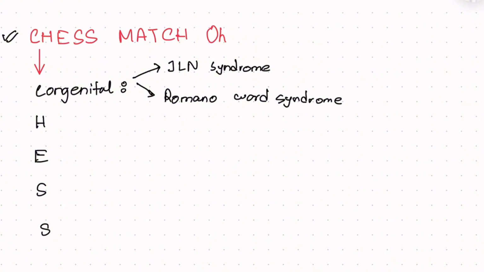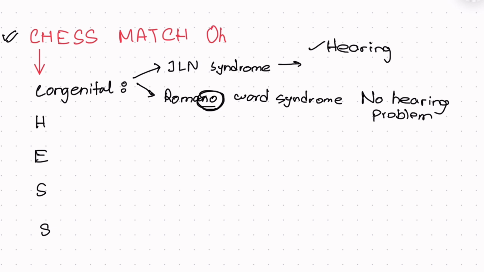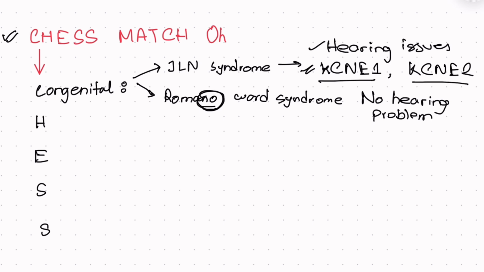And the easy way to differentiate between these two conditions is to remember them using a mnemonic also. Here you see, we have Romano-No. No means there will be no hearing problem. But in case of JLN syndrome, there will be hearing issues. Now, JLN syndrome is generally caused by two genes, KCNE1 and KCNE2. We need to remember this as well because this is important for the MRCP examination.